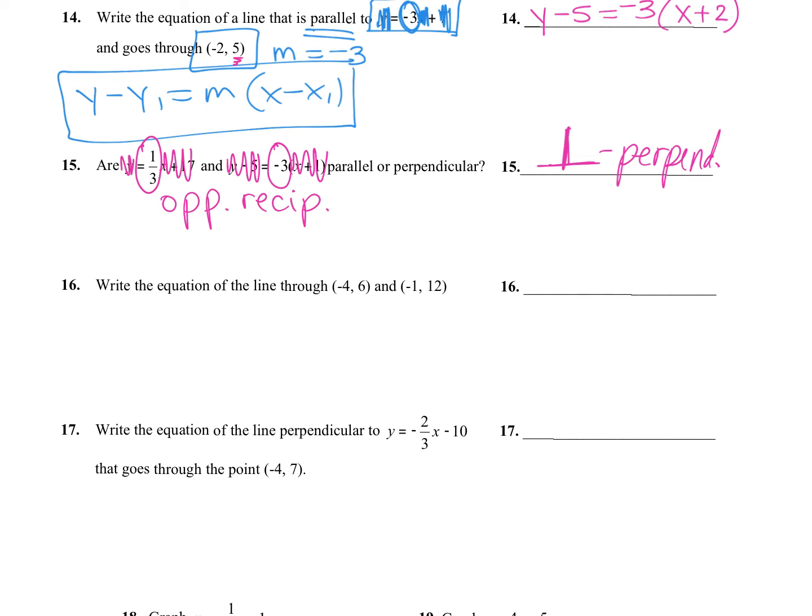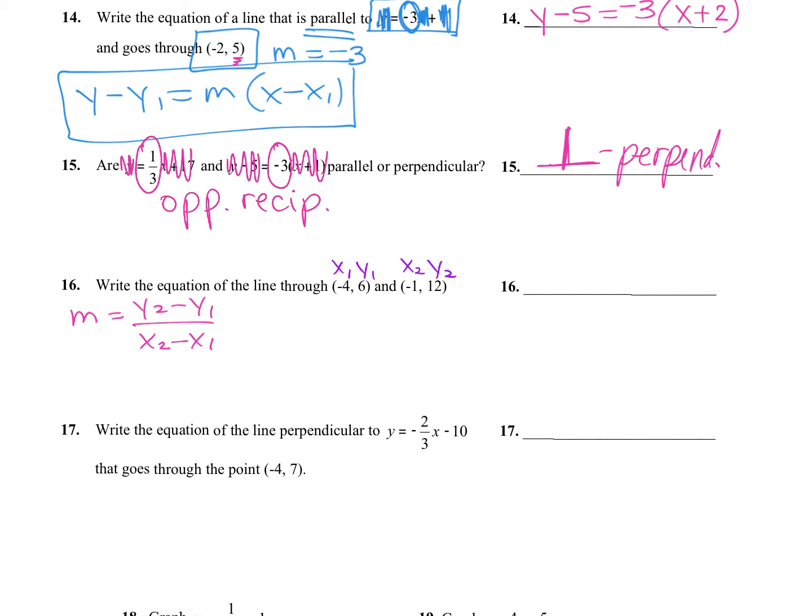Okay, what do you do with 16? We want the line that goes through those 2 points. What do we have to do first? Y2 minus Y1. Yes, so this is the formula that you're not given, okay? You need to know this one. This is the slope formula, y2 minus y1 over x2 minus x1. And if I were you, label them: x1, y1, x2, y2, okay?